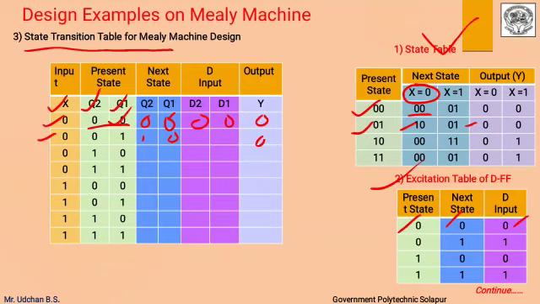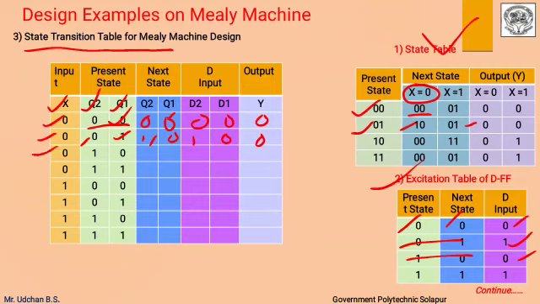Again, by observing value of Q2 and Q2 plus, that is 0 1. For 0 1, the output is 1. So I will write D2 as a 1. Again, Q1 is 1, Q1 plus is 0. So for 1 0, the D input is 0. So I will write D1 as a 0. Similarly, I will complete the table.